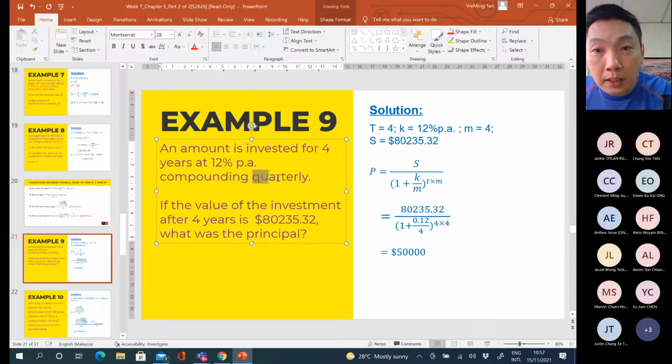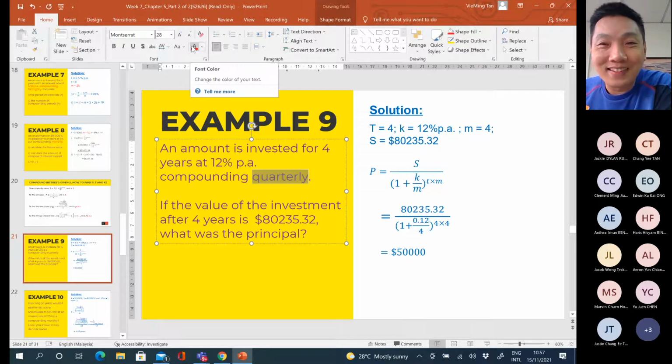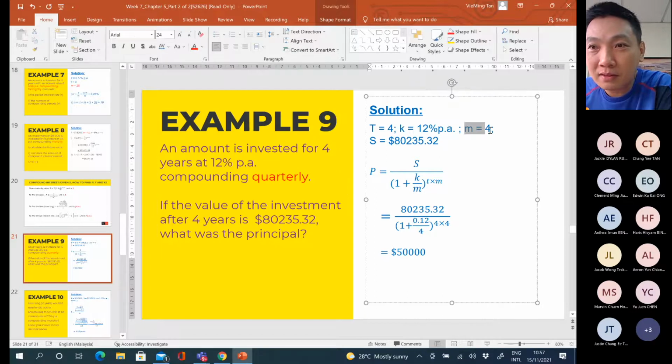If you see this word quarterly, immediately you must get what value? If quarterly, what is the implication? Anybody? Quarterly. M is equal to 4, right? M is 4.